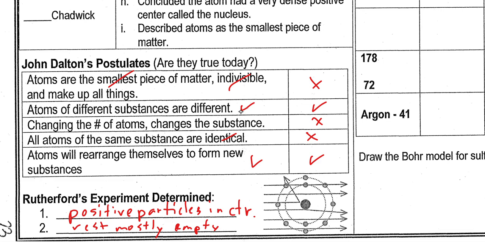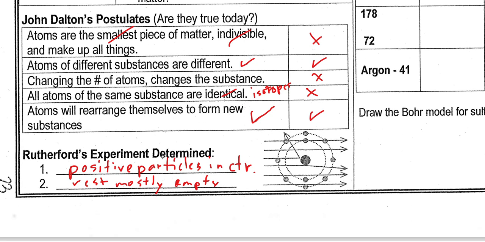Atoms of different substances are different from other atoms of other substances. True. Changing the number of atoms changes the substance. No, that's not true. And all atoms of the same substance are identical. We struck through identical because we know about isotopes, right? Isotopes, which are atoms of the same substance, but they have different masses because they have different numbers of neutrons. Finally, atoms will rearrange themselves to form new substances during chemical reactions, and that is true.